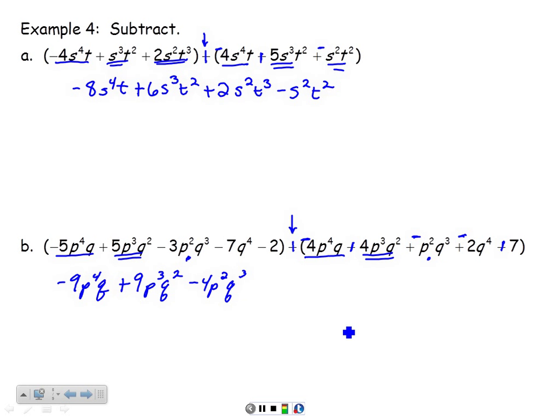Okay. And then I have a negative 7q to the fourth and a negative 2q to the fourth, which is going to be negative 9q to the fourth. And then lastly, I have a negative 2 and a positive 7, which is positive 5. So again, with the multiple variables and multiple exponents, it can be a little confusing. Just remember, like terms have the same variables and the same exponents. So two things that you have to look for, the same variables and the same exponents.